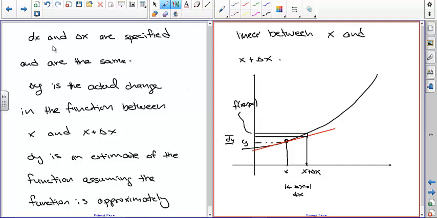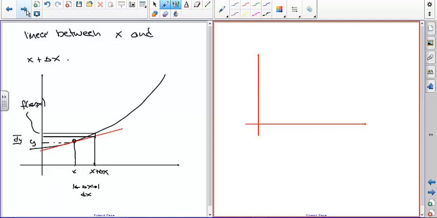So what we're saying here is delta x and dx are the same. Delta y is the actual change in y, so that's the change from the initial value of y to the final value of y using the actual values on the curve. And dy is an estimate, so it's right here, slightly under-predicting it, assuming that going from here to here it's linear and has the slope of the tangent, the slope of the derivative at that point. Okay, so that's the whole concept here.